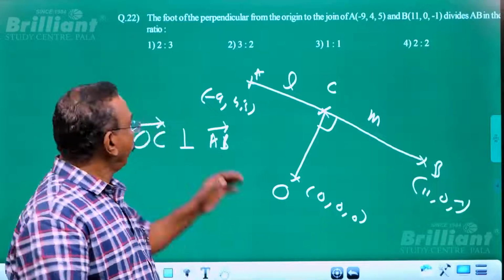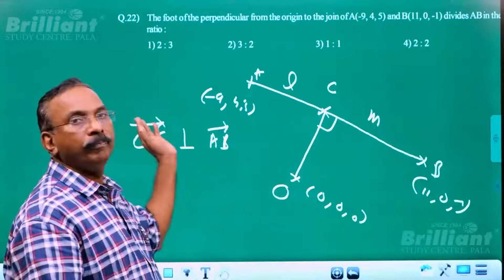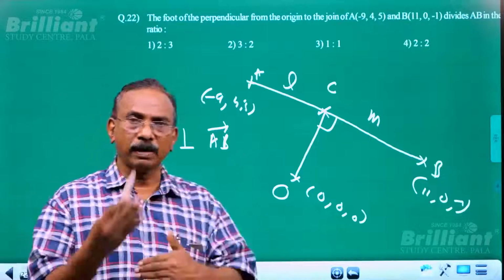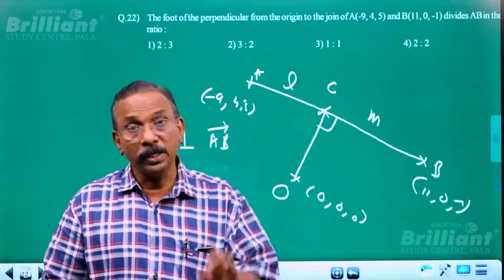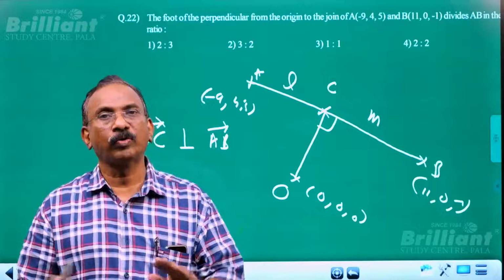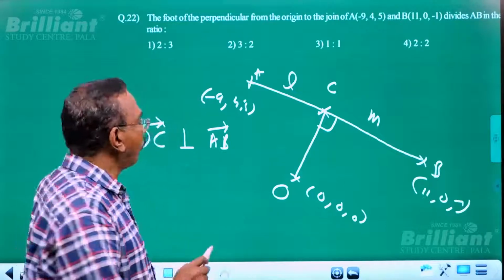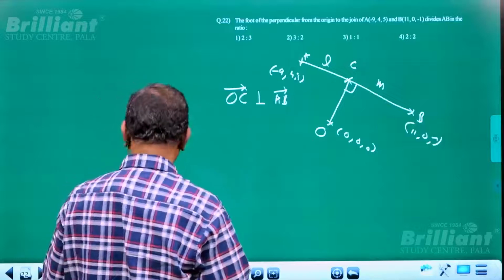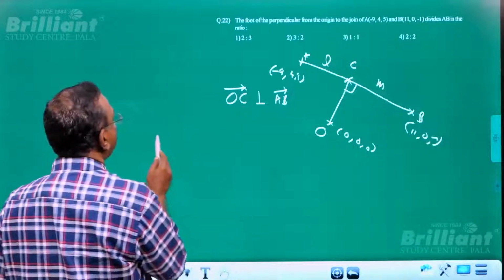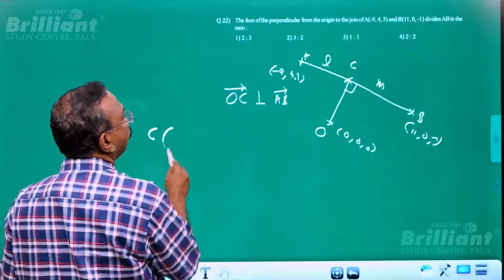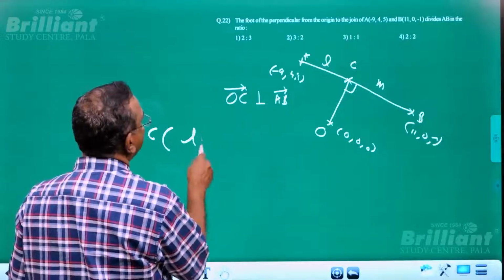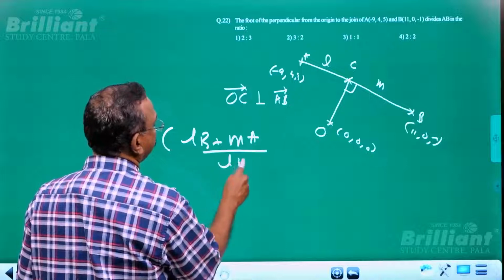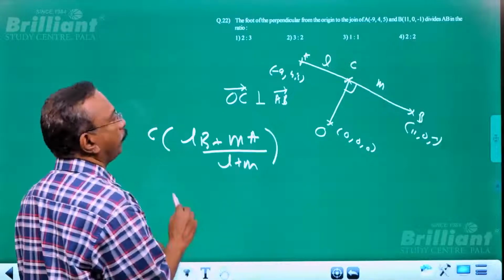So if you know the direction ratios of AB and those of OC, then the sum of the products of the direction ratios should be 0. You can solve for that. Look here, I come back to the formula. I initially find the coordinates of C. The coordinate of C is L times B plus M times A divided by L plus M. This is the section formula.